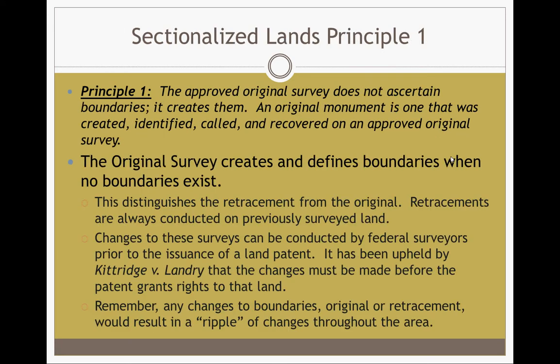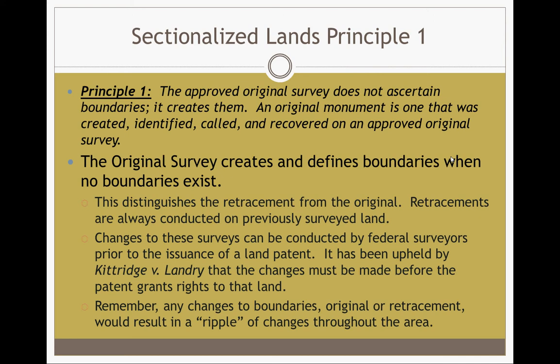Sectionalized lands, principle number 1. Principle 1, the approved original survey does not ascertain boundaries, rather it creates them. An original monument is one that was created, identified, called, and recovered on an approved original survey. Now, remember back that the original survey creates and defines boundaries when no boundaries currently exist.